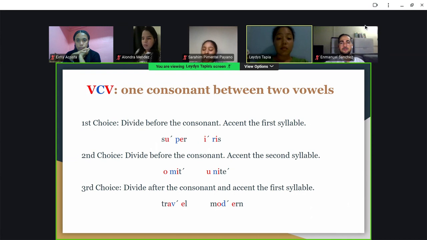Keep in mind that when I say vowel, I'm speaking about the sounds, not the graphics. Your third choice is to divide after the consonant and accent the first syllable, as in, for example, the word travel or molder.